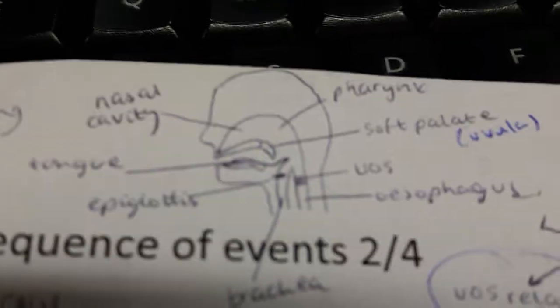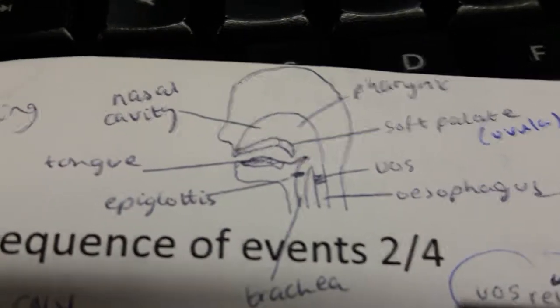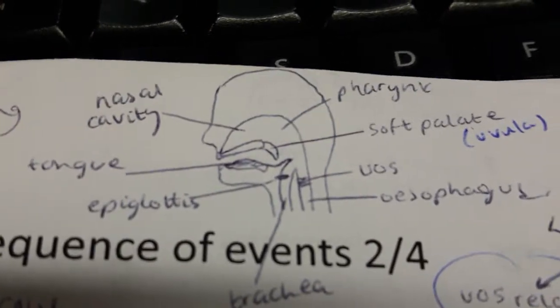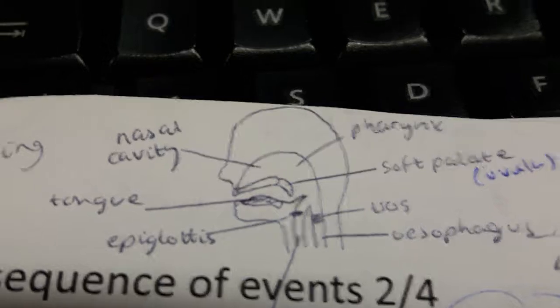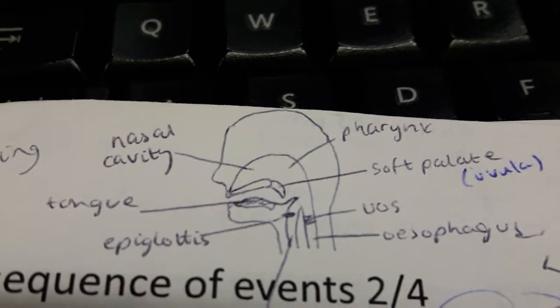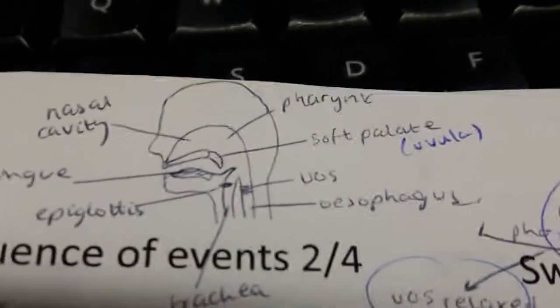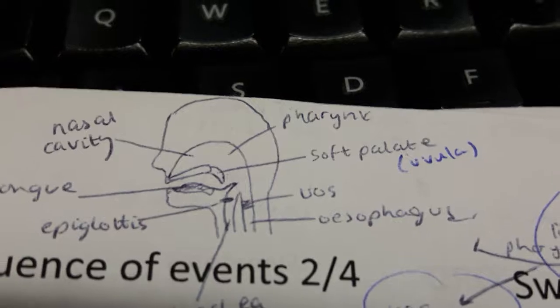HS 1.2. So as I mentioned, you've got the oral preparatory phase, the oral phase, the pharyngeal phase, and the esophageal phase. And I said that the most complicated of those was the pharyngeal swallow reflex. So now I'm going to talk you through how the whole thing works, the muscles required, and the innervation of those muscles.